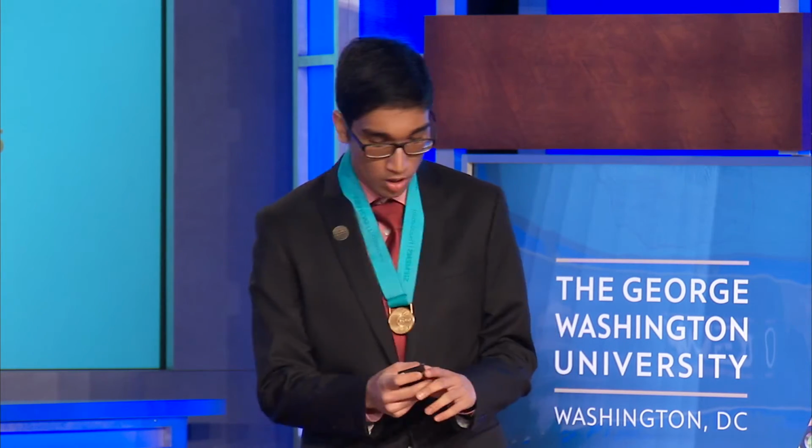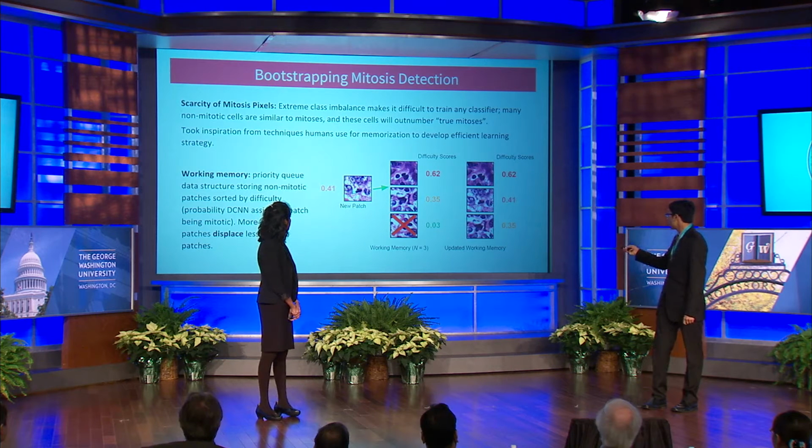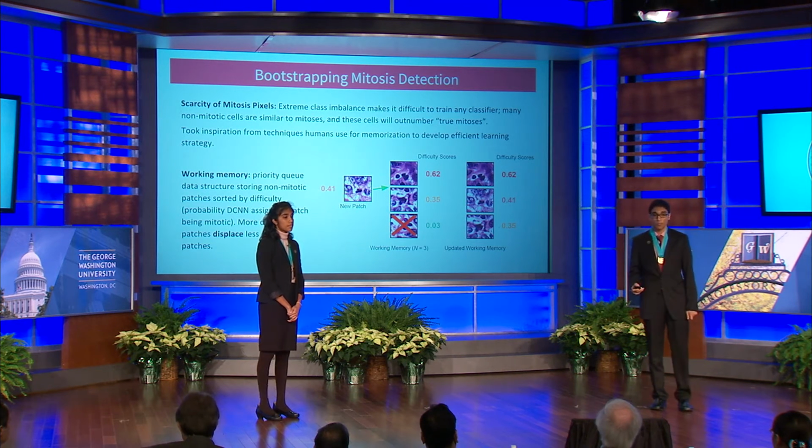Imagine learning vocabulary words from a set of flashcards. For the easy words, you'd probably discard them from your deck as soon as you've learned them. But for the most difficult words, you keep on cycling them through the deck over and over again until you've learned them for good. We use this principle to make a working memory priority queue that stores non-mitotic patches by difficulty. And as you insert new non-mitotic patches into the queue, like in this example over here, they displace earlier non-mitotic patches, and the queue becomes overall more difficult to classify.